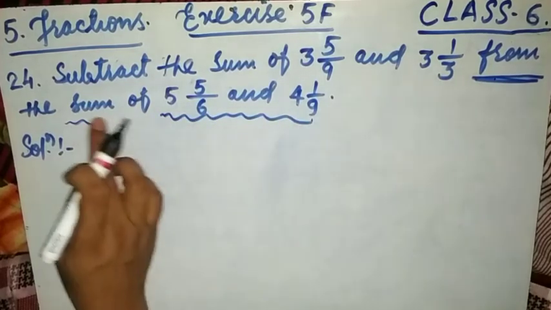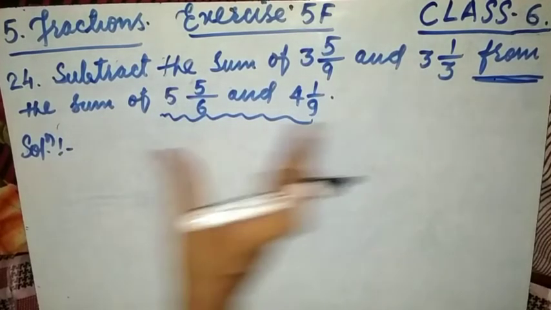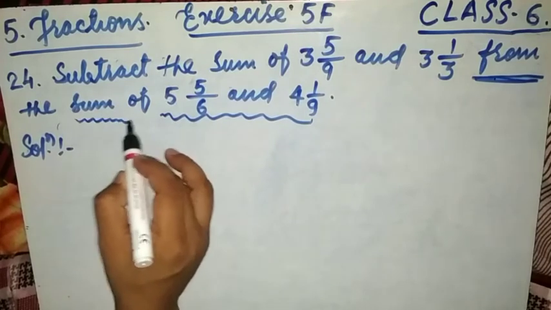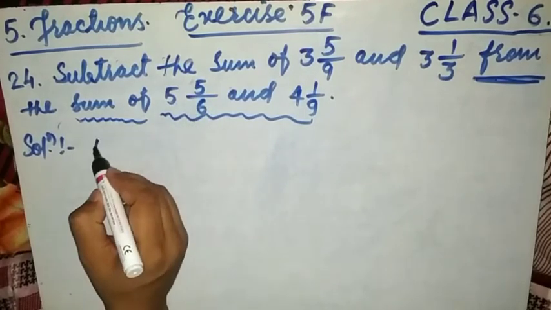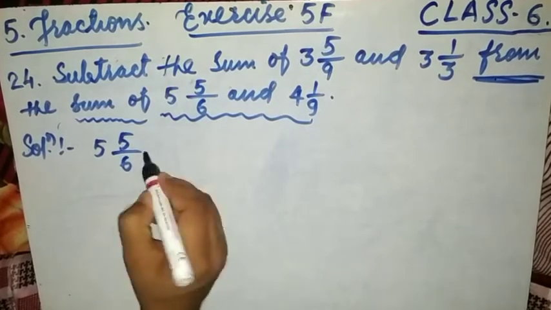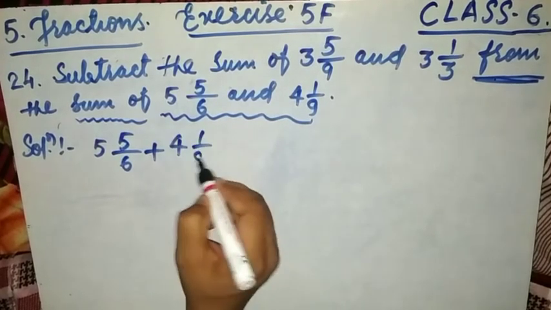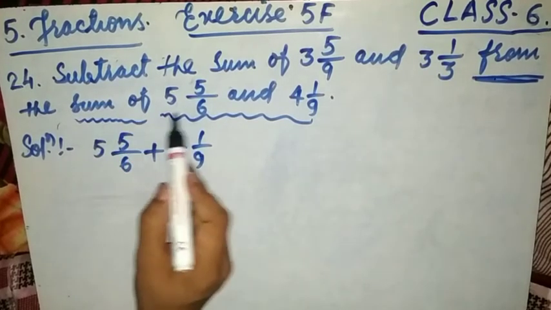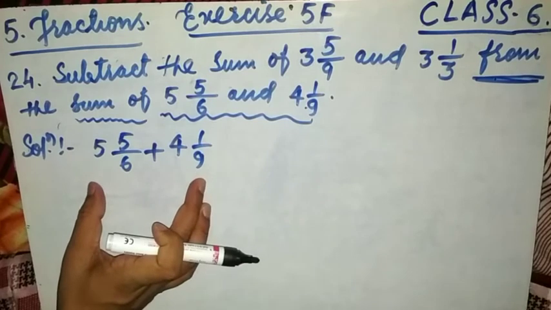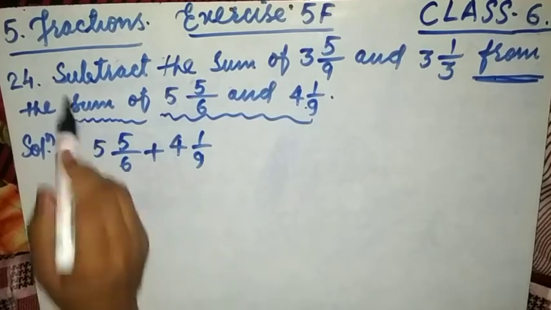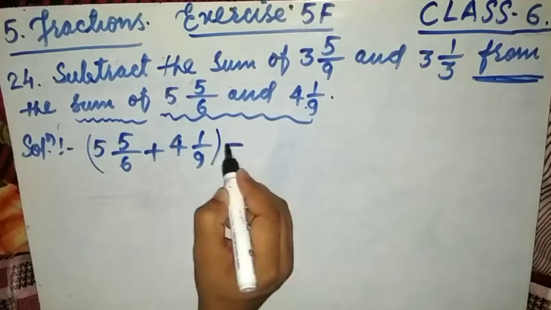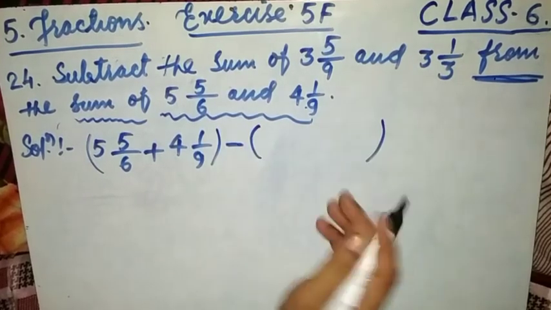Bring the first term, we will take it as the first term here. First write this. What is written here is the sum of all. Now this term could be written as 5 5/6 plus 4 1/9. Why? Because here it says the sum of this and this. So this is why we have already written it over here. Then subtract, in a close bracket, then subtract, then close bracket. So what number should be filled here?